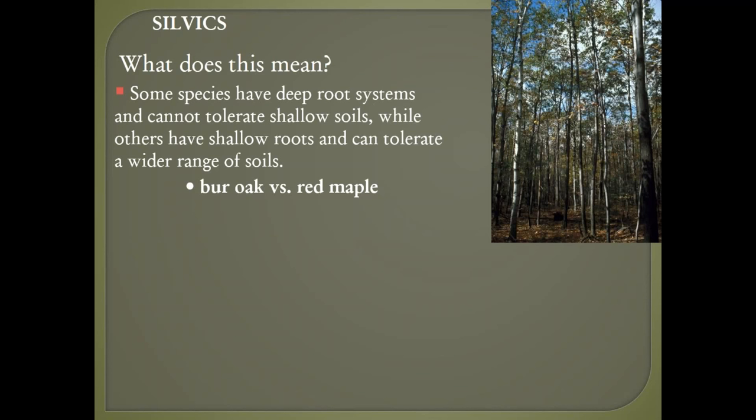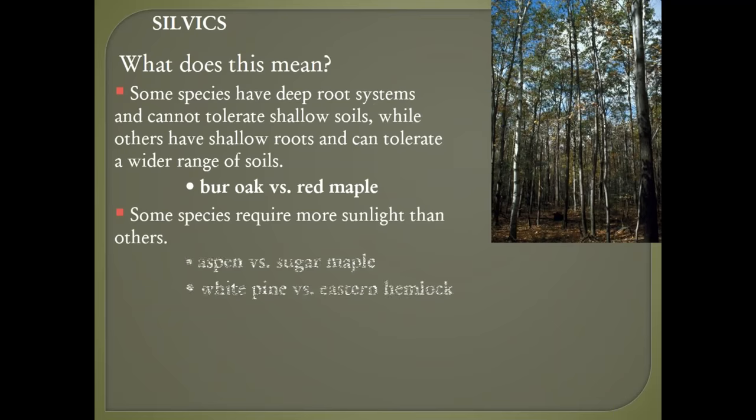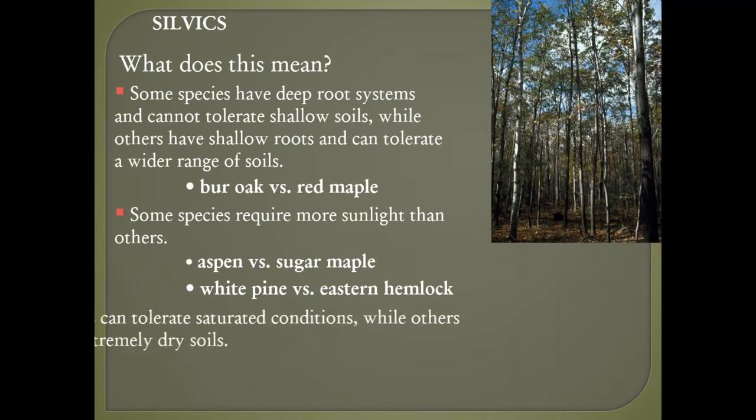As I mentioned before, they are a dominant species in our wetlands, in our hardwood wetland forest. And then some species require more sunlight than others. A good example of this is aspen versus sugar maple, or white pine versus hemlock. So the aspen and the white pine really require direct sunlight, where sugar maple and hemlock are tolerant of shade.